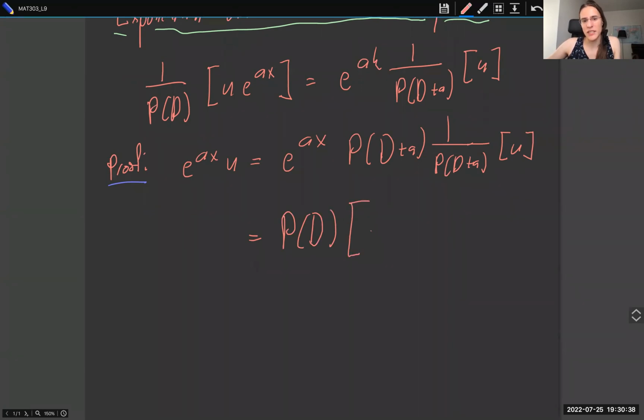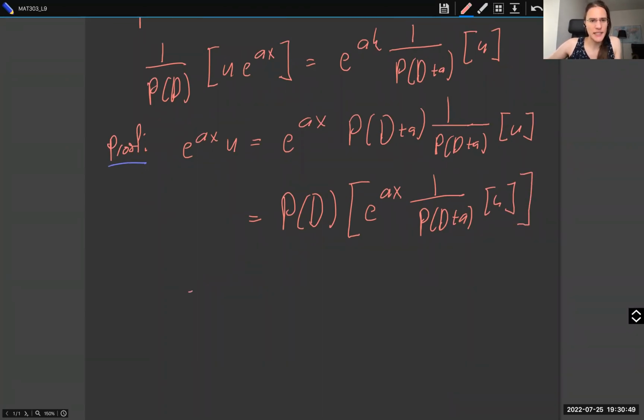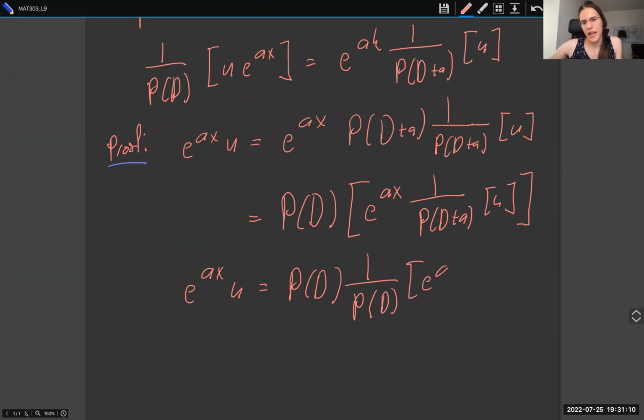applied to e to the ax 1 over P of D plus A applied to U. But then we can also write that e to the ax times U is also equal to P of D, 1 over P of D, e to the ax U.